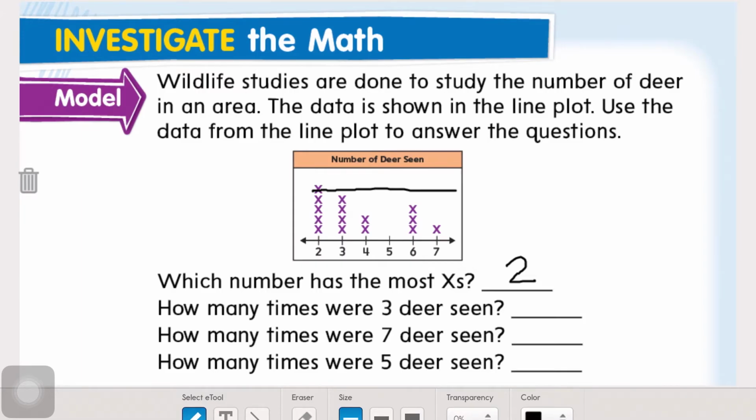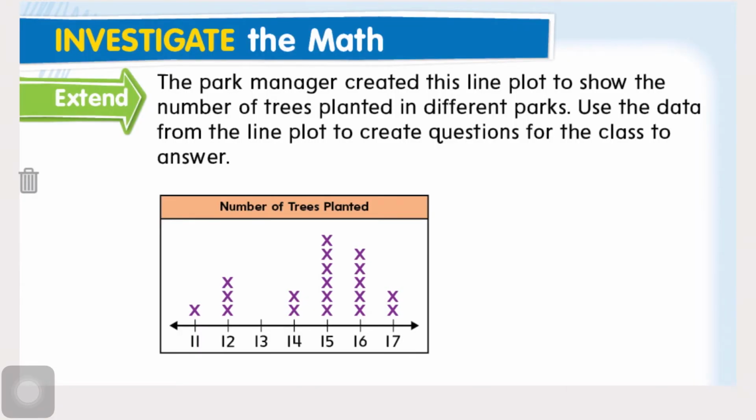How many times were 3 deer seen? Let's count the X's. 1, 2, 3, 4. How many times were 7 deer seen? Let's go to 7. There's 1 for 7. And how many times were 5 deer seen? There are no X's there. So what do we think that means? That means that they never saw 5 deer in an area. So 0 times were 5 deer seen.